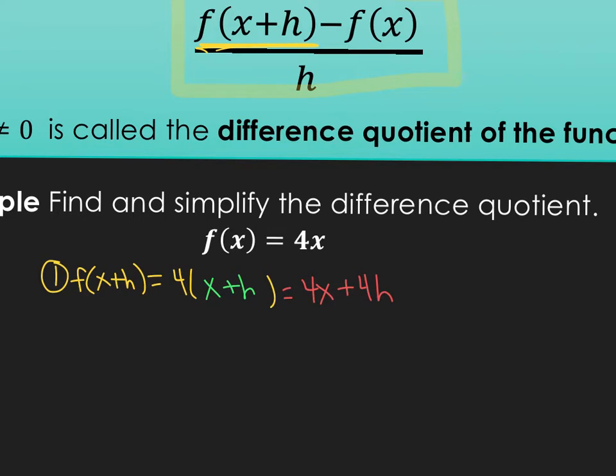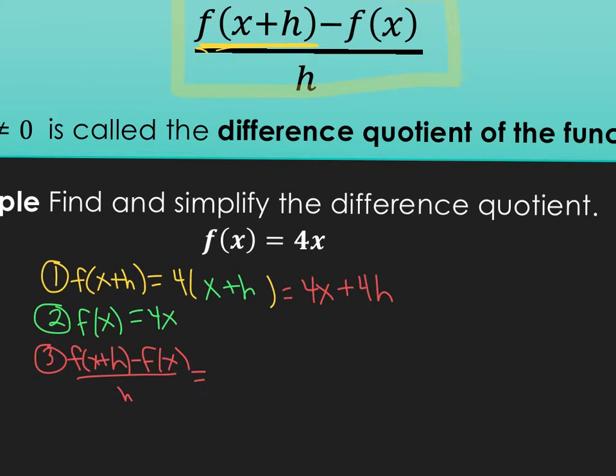The second step is to recopy the original function. We know that is 4x. And then your third step is to actually do the difference quotient itself. Now, once you get really good at these, I'm not going to verify you did all 3 steps, but once you do get good at them, you can just go to step 3. So notice we're going to start off with that f of x plus h, which we know to be 4x plus 4h.